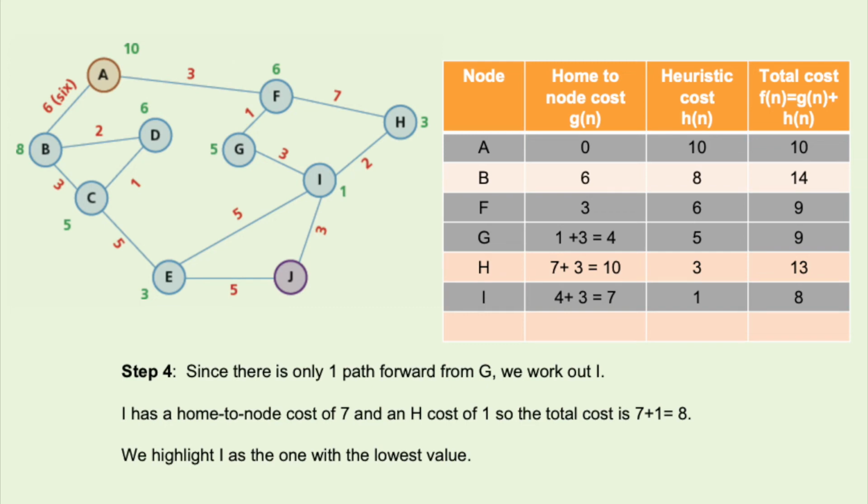There is no other option. So in this particular case, the home to node cost is 4 plus 3, 7, because that's the distance from A. You add 1, which is the heuristic cost for I. So 7 plus 1 gives you 8 as the total cost. And we highlight I as the one with the lowest value because it's the only one.